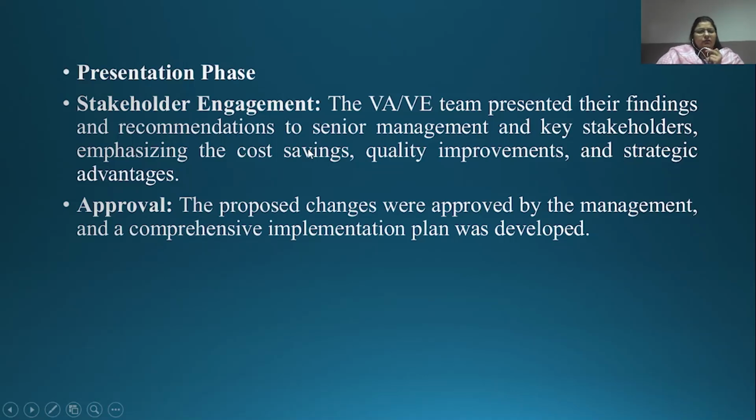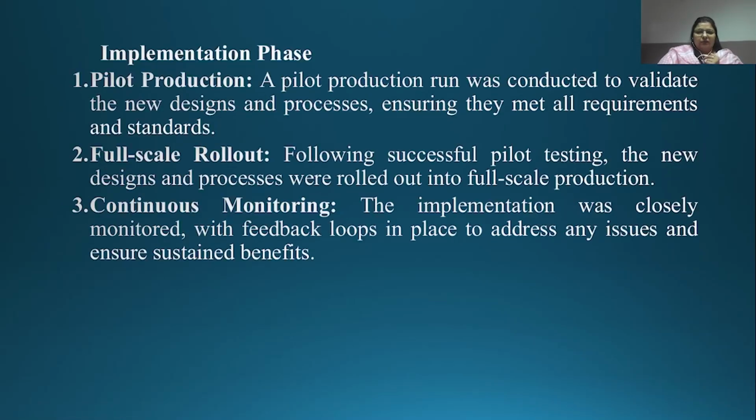Next, the management approves that product for selling. Approval: after the approval, the proposed changes were approved by the management and a comprehensive implementation plan was developed. When the management agrees with the changes in the product, whether in cost or design, it is ready to go for production in the future and for selling in the market of that kind of car.